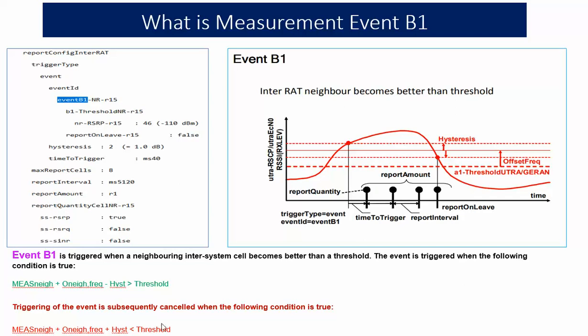So here the definition is: the event triggers whenever an inter-system cell becomes better than the threshold.